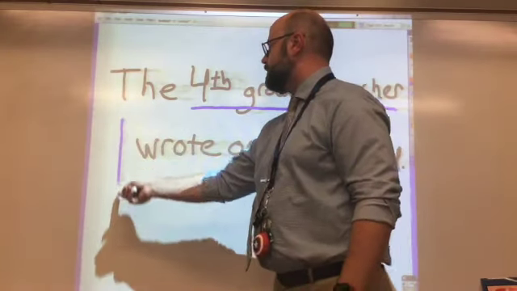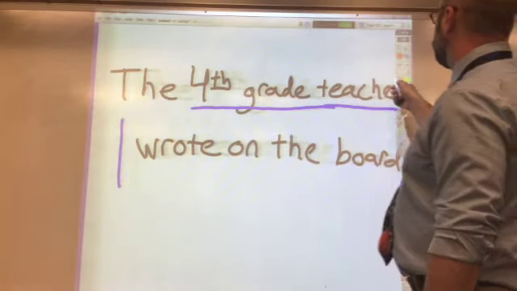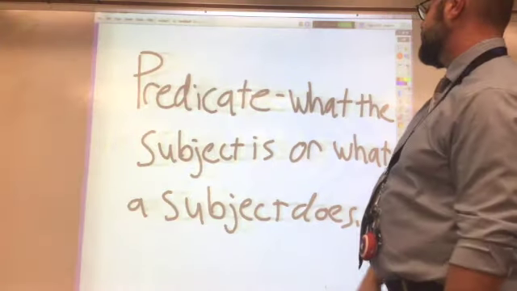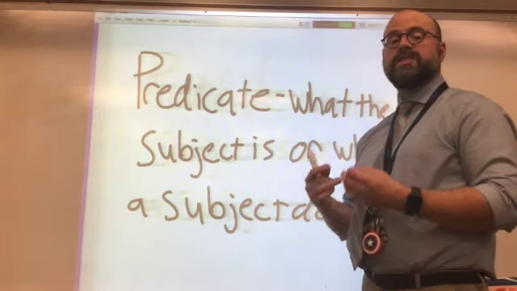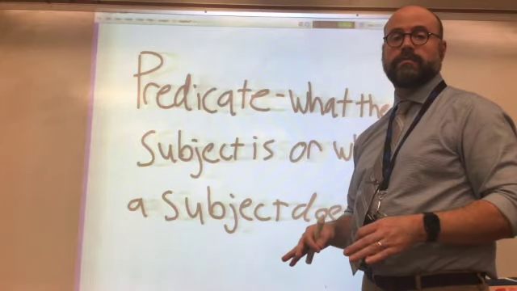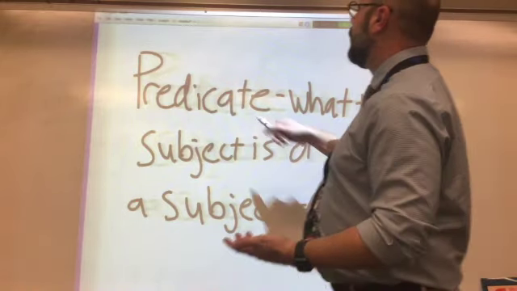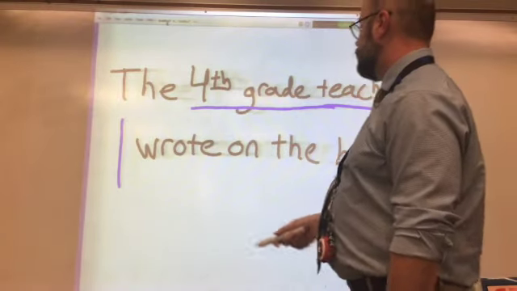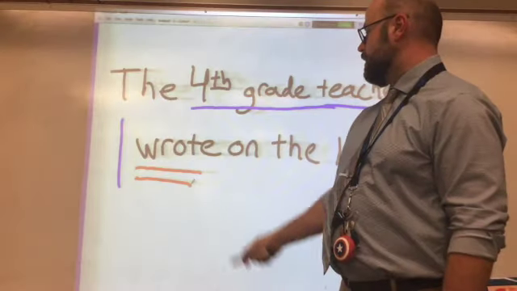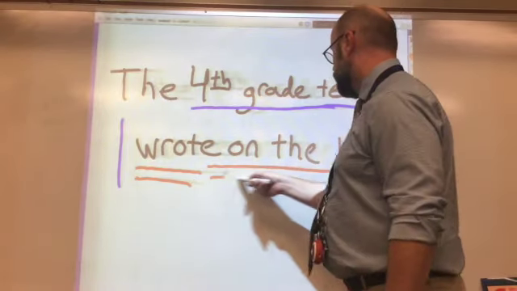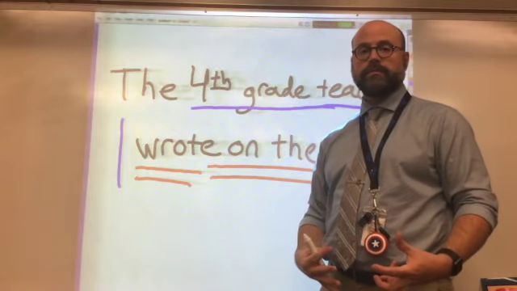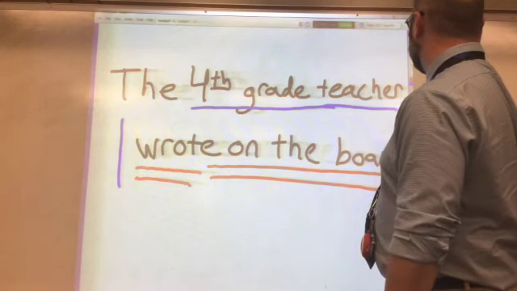I'm going to draw a line between the two. So what's our complete predicate? Remember, a predicate is what the subject is or what a subject does. Well, what does the teacher do in our sentence? Wrote on the board. Teacher wrote. 4th grade teacher wrote. Complete predicate: on the board. It's describing everything the complete subject did. Okay.